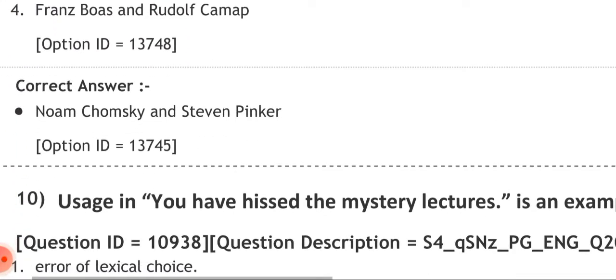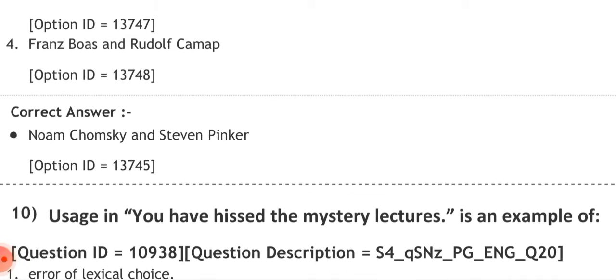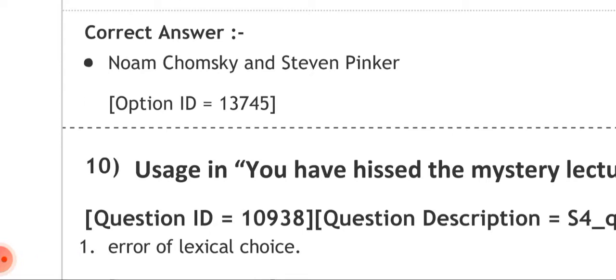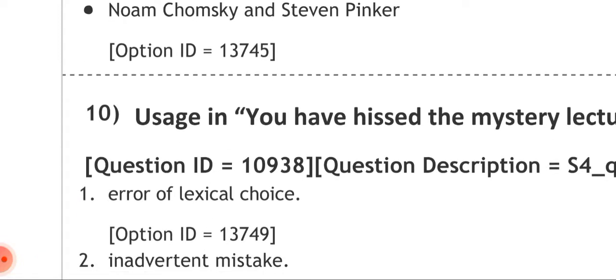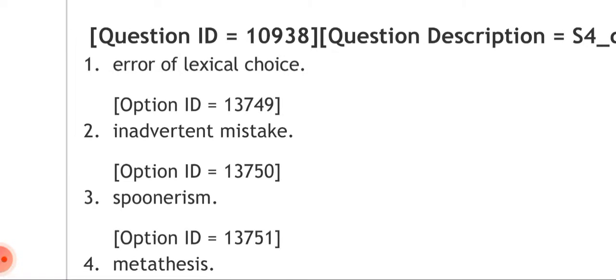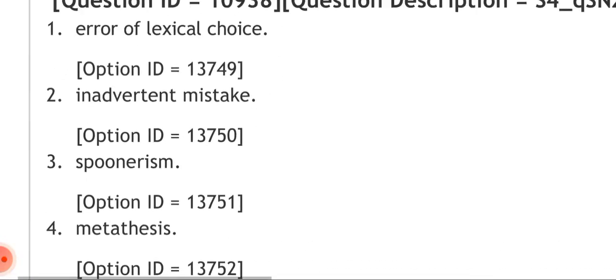Next question. "You have his the mystery lectures." This is a sentence, and it is an example of what? Number 1 is error of lexical choice, number 2 is inadvertent mistake, number 3 is spoonerism, number 4 is metathesis. If you don't know about these four options, then you have to do the research. Please do it. The correct answer is number 1, error of lexical choice.